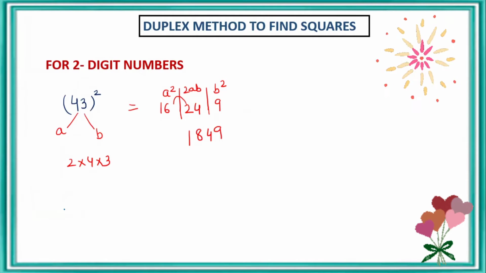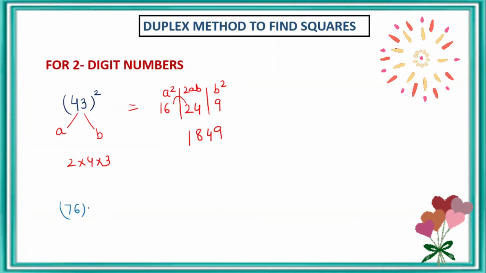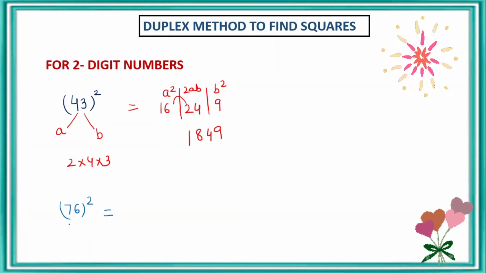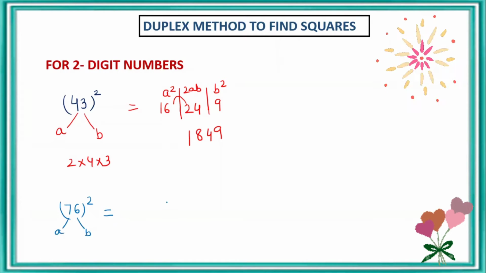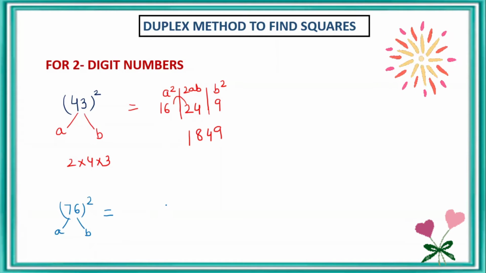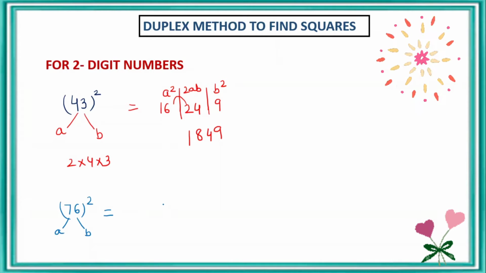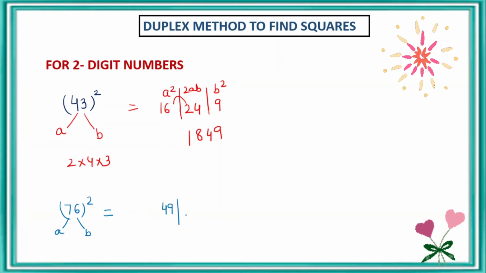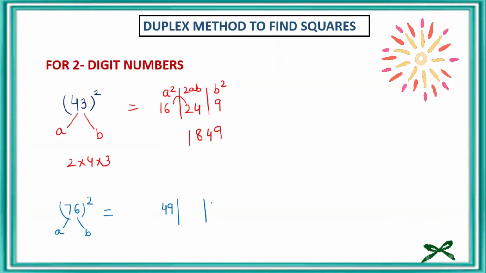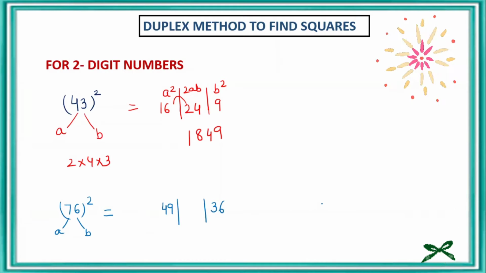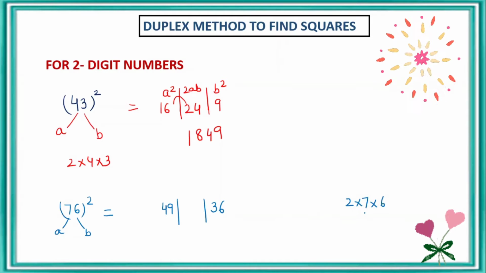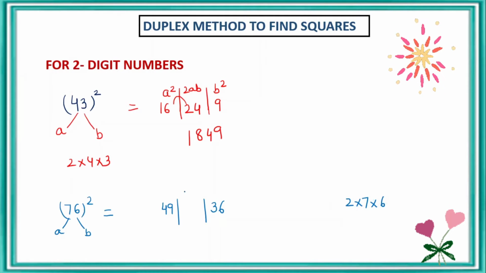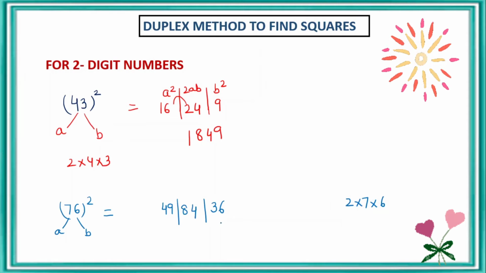Suppose the two-digit number is 76. Take 7 as A, 6 as B. So write in the same way like we did in the previous sum. 7 square is 49. 6 square is 36. And 2AB, 2 into 7 into 6. So 7 times 6, 42. 42 double is 84. 84 here.